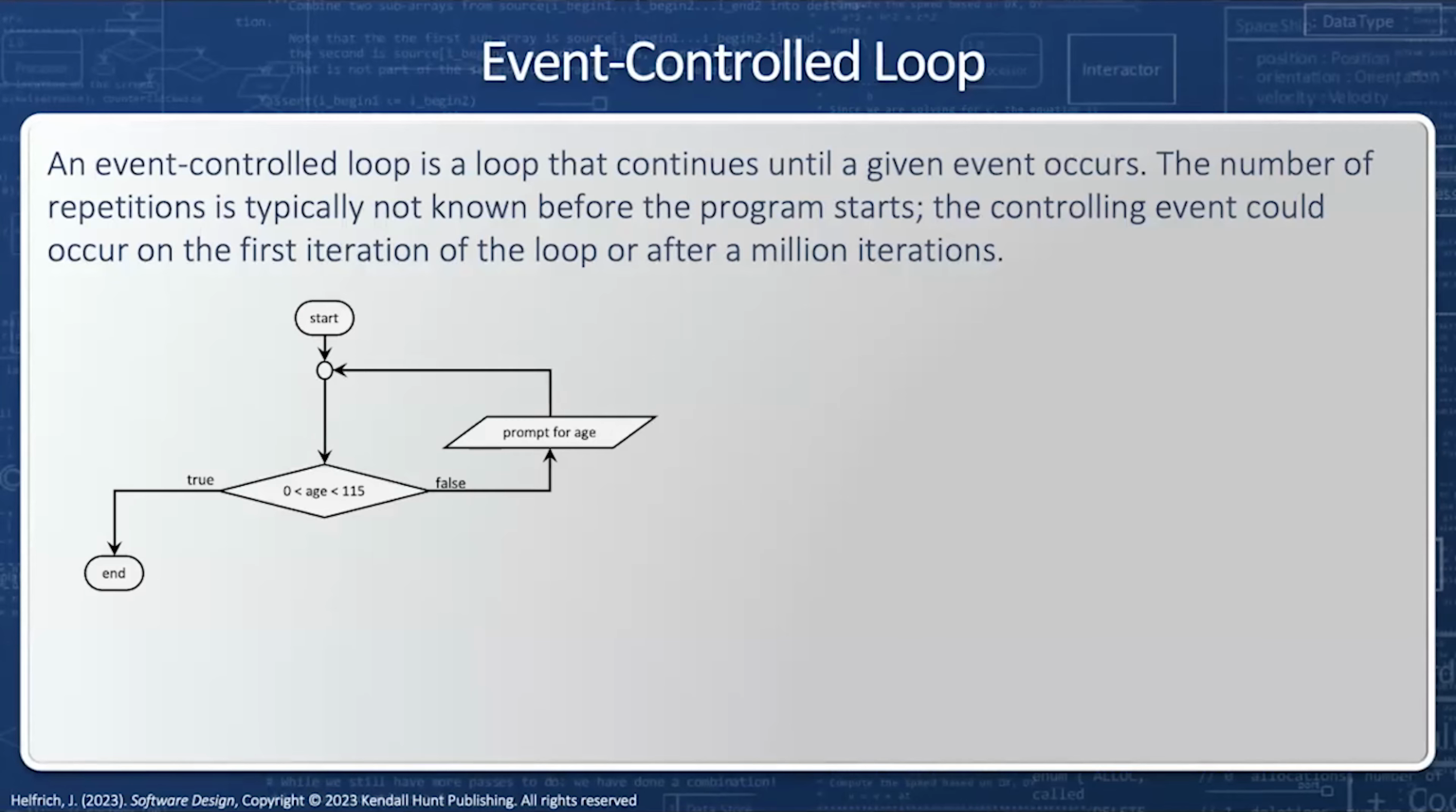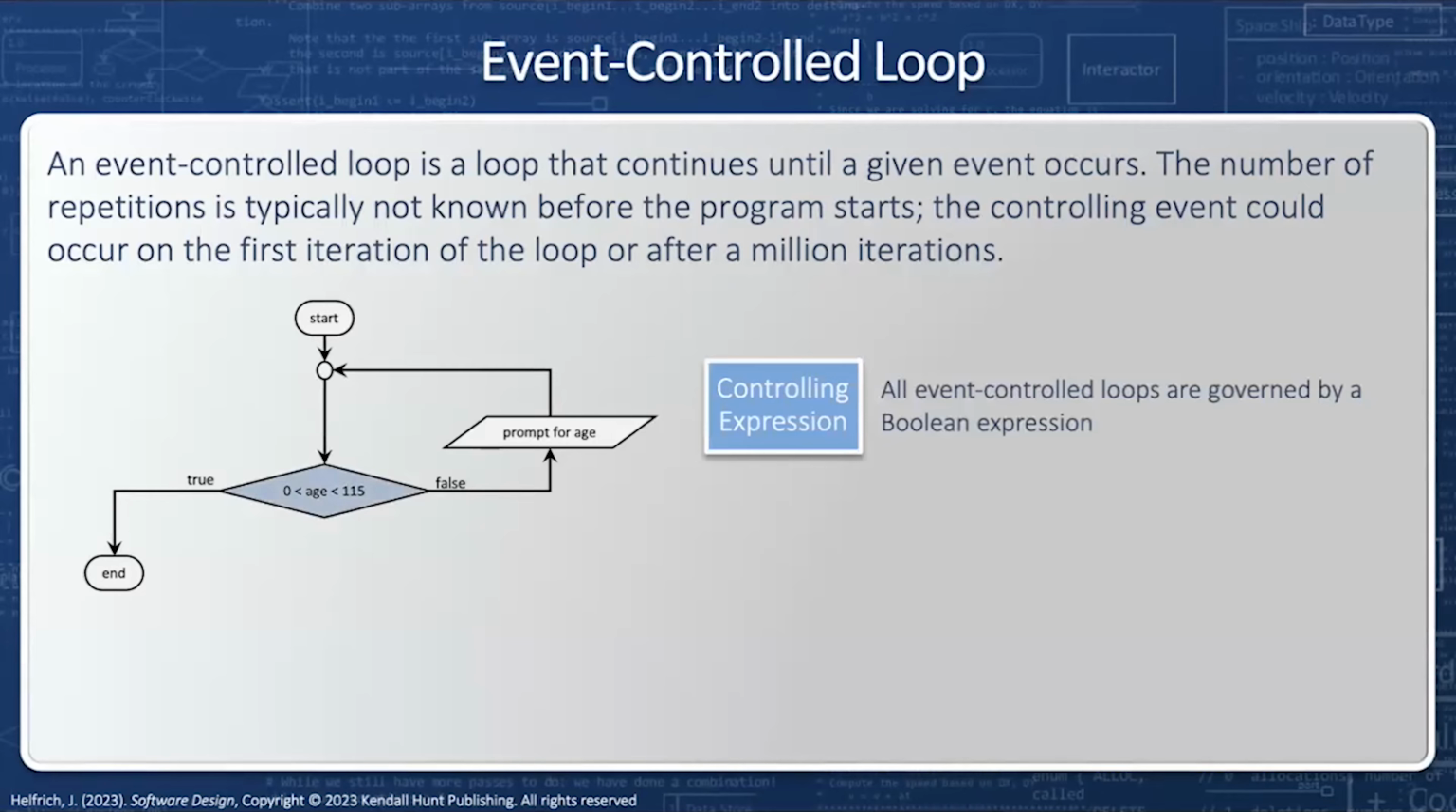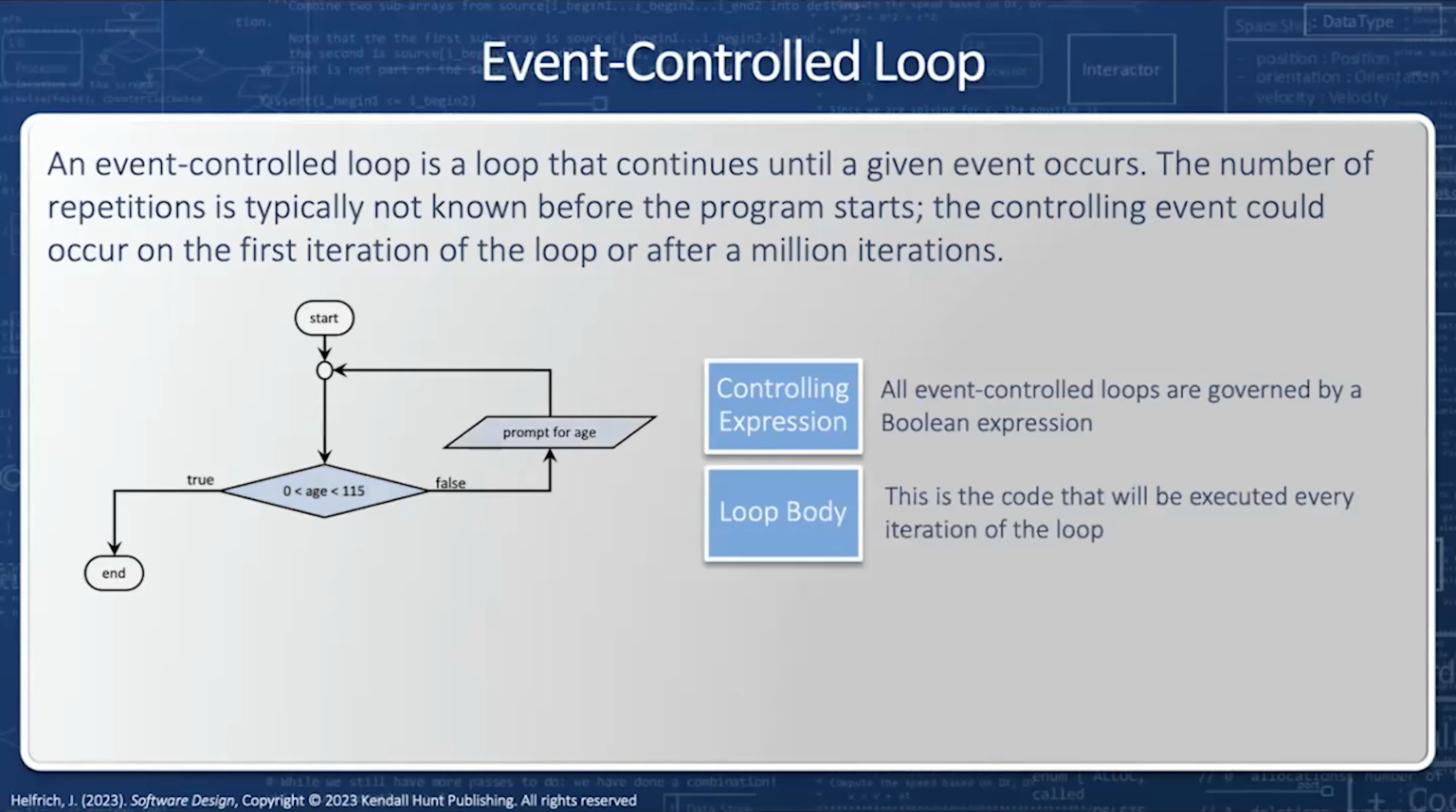So here's a flowchart representing an event control loop. You'll notice there's always exactly two parts. The first part is the controlling expression. All event control loops are governed by a Boolean expression. The second part is the loop body, what happens every iteration.